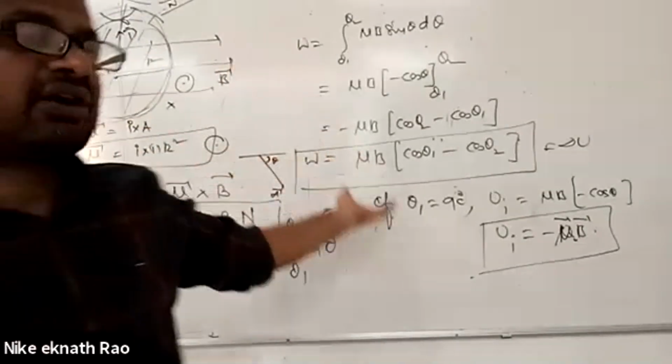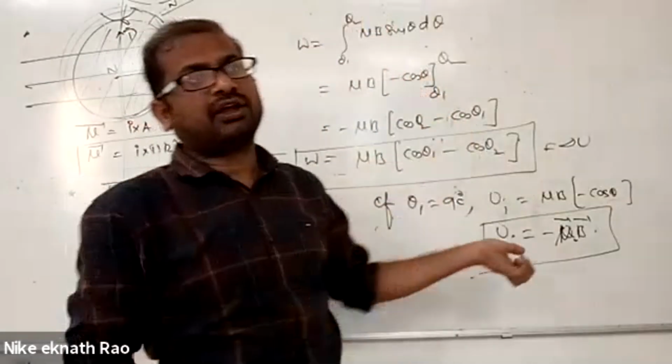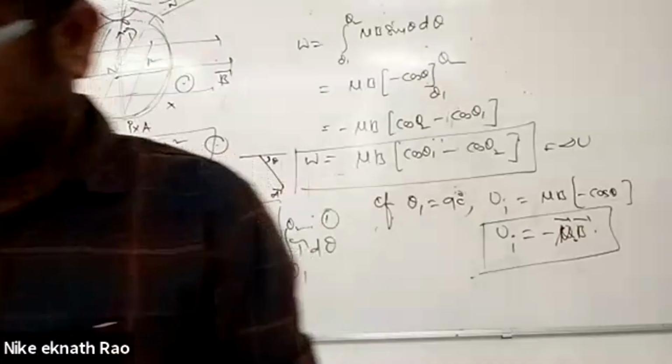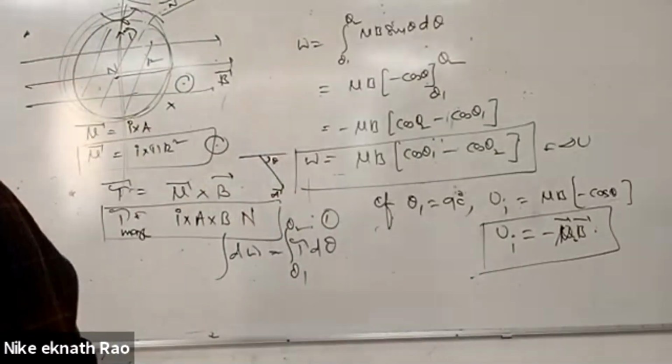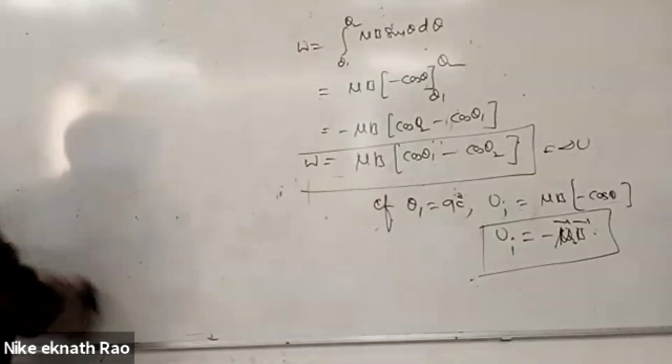All the similarities are known. For the electric field it is minus P bar dot E bar, here it is minus P bar dot B bar. There P is 2q into a, here P is I into A. Right? Now one more thing is here. This is the work done in rotating the coil.